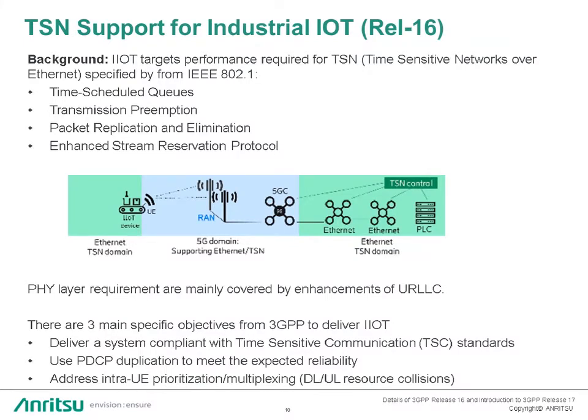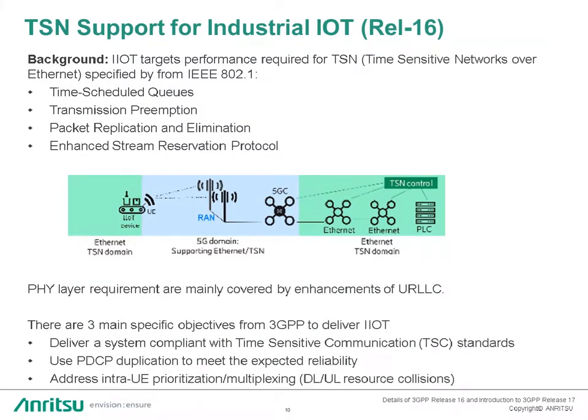So to get a 5G wireless capability to replace the Ethernet based, the industrial Ethernet, which is based on TSN, needs the integration or support of TSN into 5G. So for that, enhancements have been done in physical layer to cover the URLLC cases.